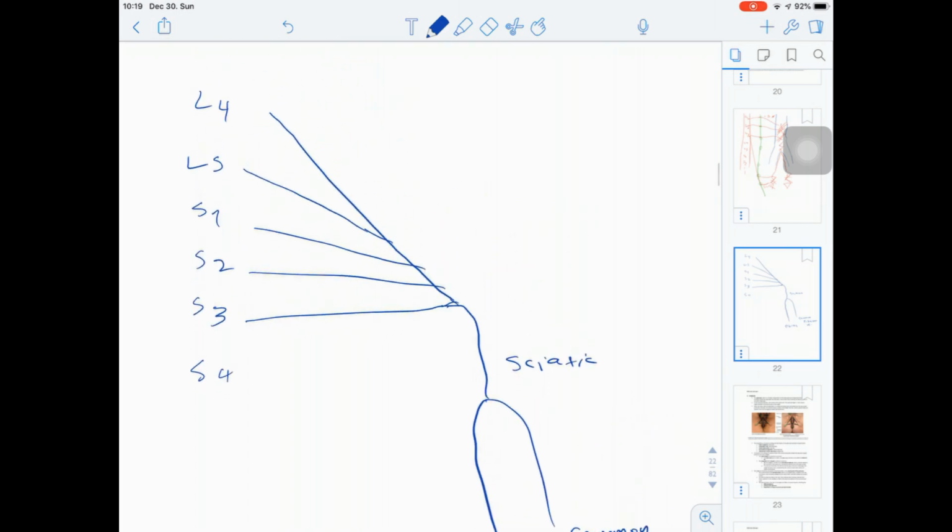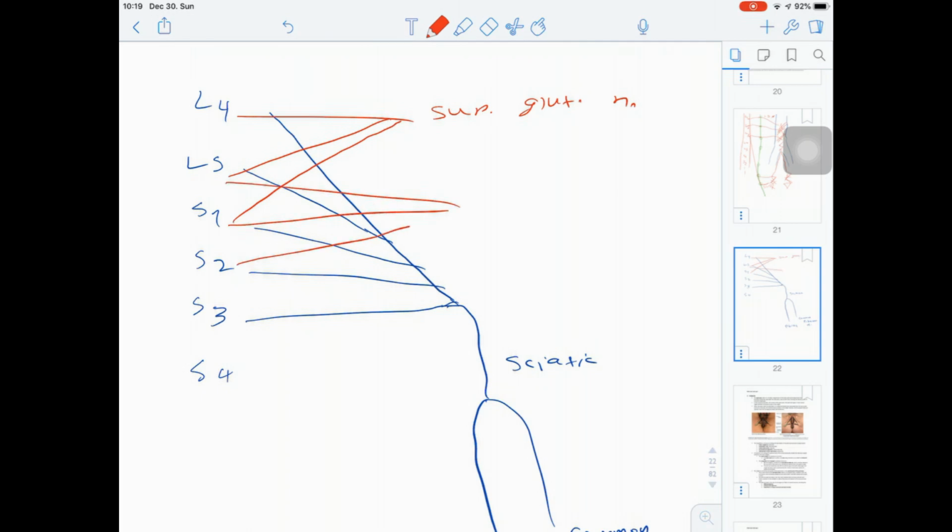The next one, the gluteal nerves. I forgot to tell you. L4, L5, S1, you have the superior gluteal nerve. L5, S1, S2, you have the inferior gluteal nerve. Also, the nerve to quadratus femoris is from L4 to S1. The nerve to obturator internus is from L5 to S2. But you don't need that. Just know the names. All right?